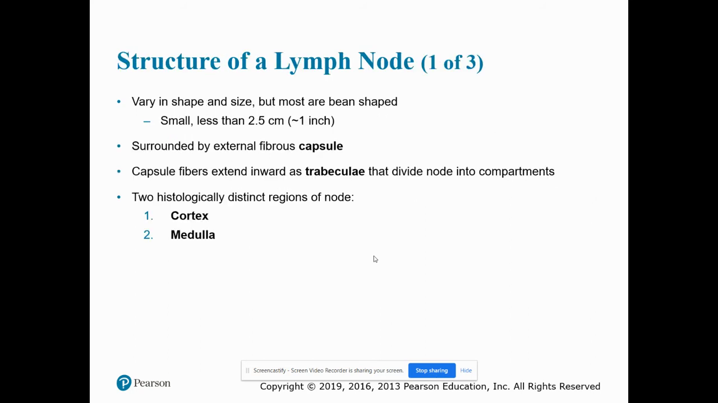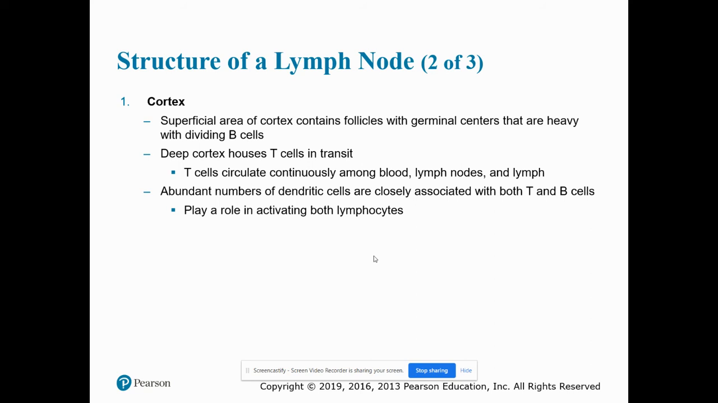The lymph nodes vary in shape and size, but they usually are bean shaped. They're pretty small, about an inch. They have an external fibrous capsule, and then the capsule fibers extend inward as trabeculae that divide the node into compartments. There's two histologically distinct regions of the node, the cortex and the medulla. The superficial cortex contains follicles with germinal centers, and in those germinal centers, you're going to find dividing B cells.